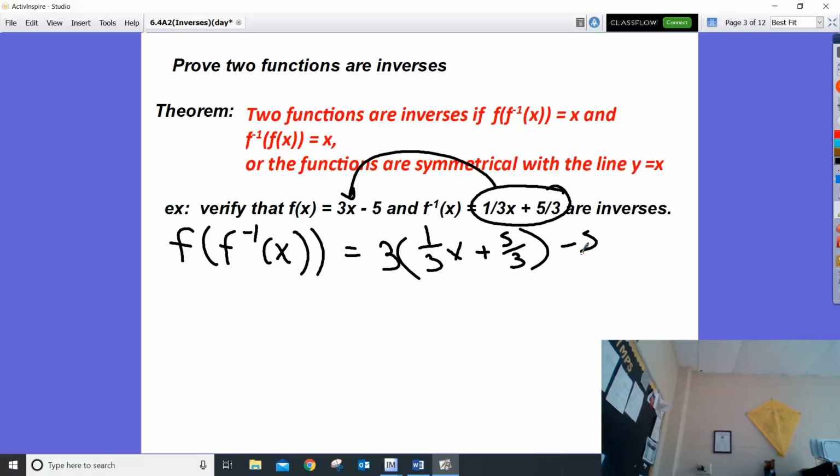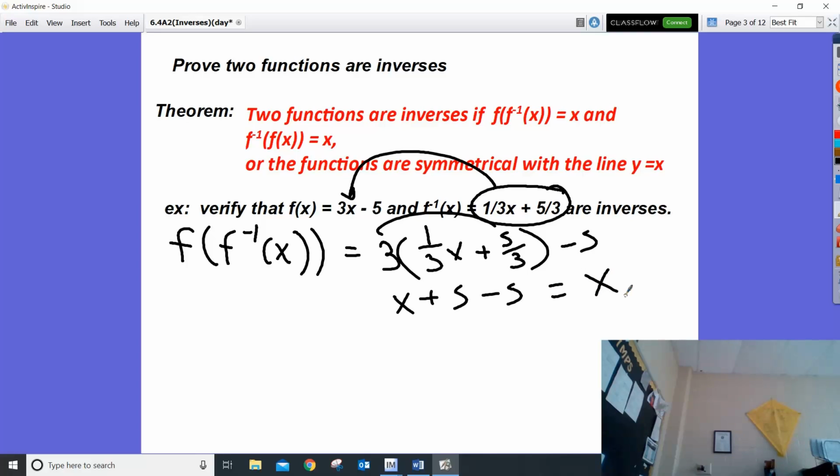And then kind of go with your gut. What do you think you should do? Distribute 3. What's 3 times a third? 1x. You distribute to the 5/3. What do 3s do? They cancel. 3 up high, 3 down low. They're gone, kids. That's how it works, isn't it? Right, Trey? You got 3 up high and 3 down low? Gone. What's left? 5. You got plus 5, then you have that minus 5. Right there. Cancel. Get your x.